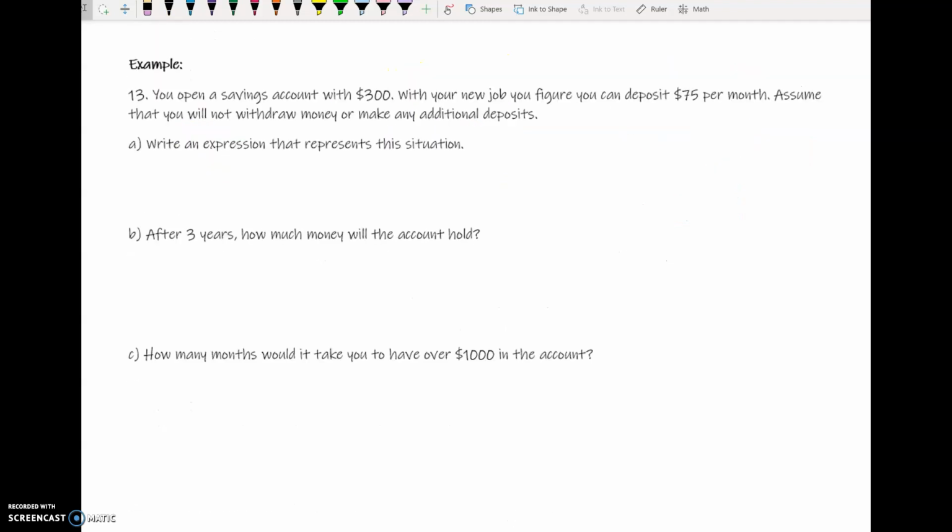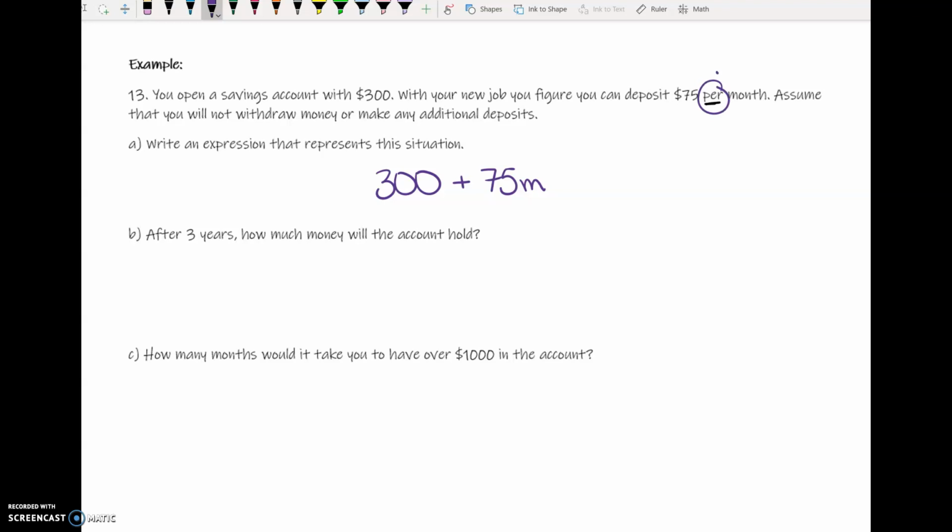Okay, a few word problems to think about. You open a savings account with $300. With your new job, you figure you can deposit $75 per month. Assume that you will not withdraw money or make any additional deposits. Okay, now we are starting with 300, so we're definitely going to have 300 in that account. We are going to add to that $75 per month. Anytime you see the word per in math, that means multiply.